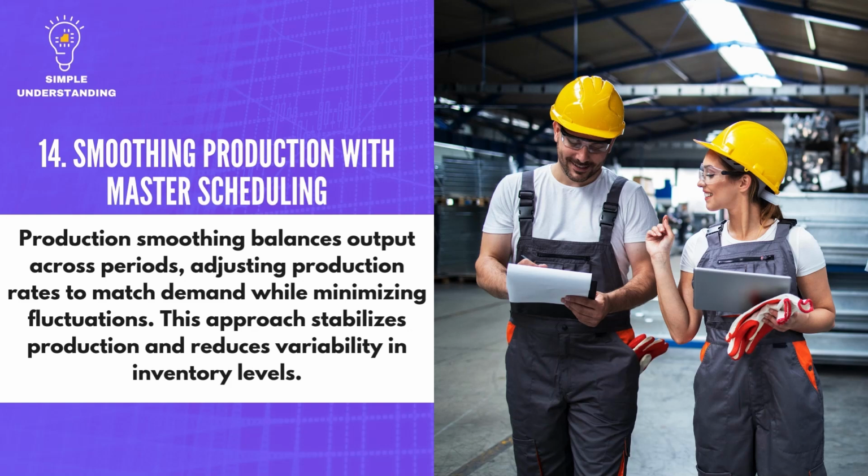14. Smoothing production with master scheduling. Explanation. Production smoothing balances output across periods, adjusting production rates to match demand while minimizing fluctuations. This approach stabilizes production and reduces variability in inventory levels.